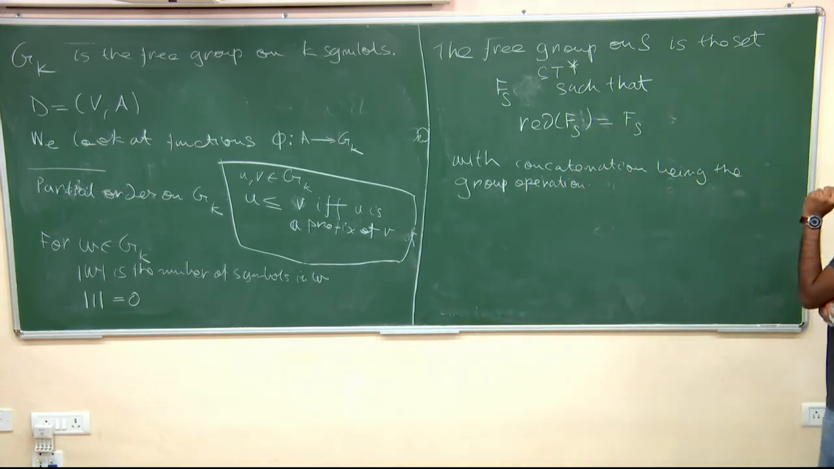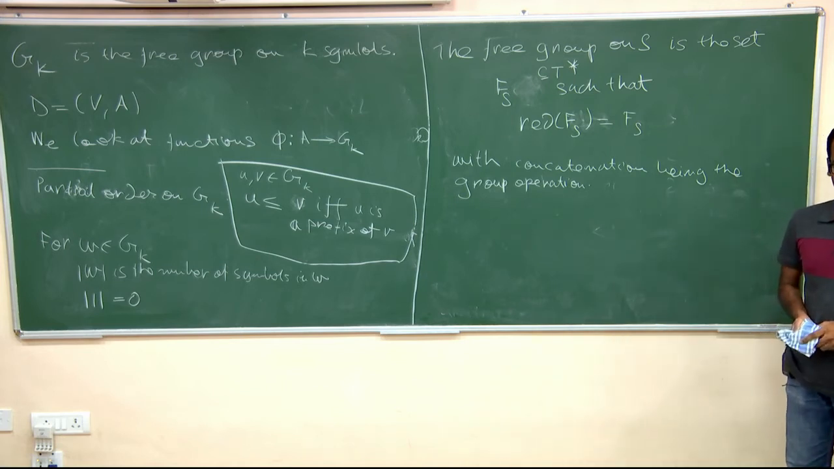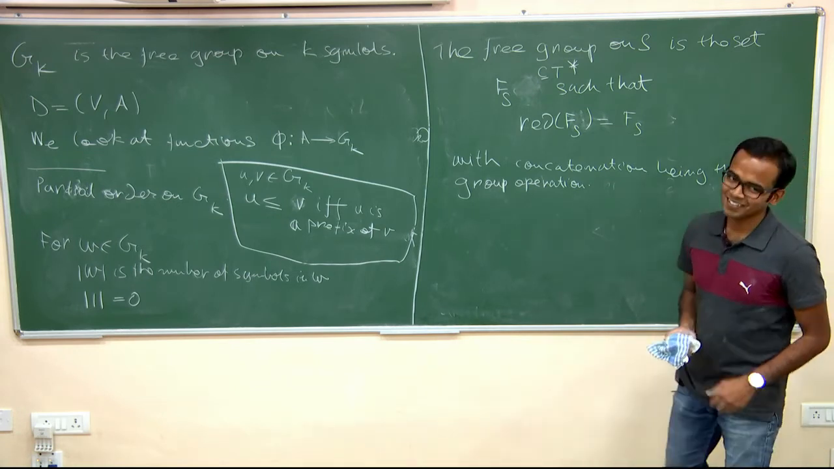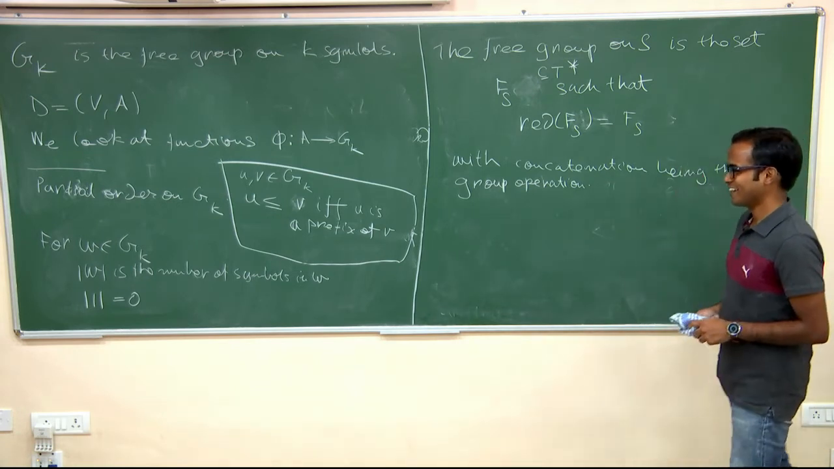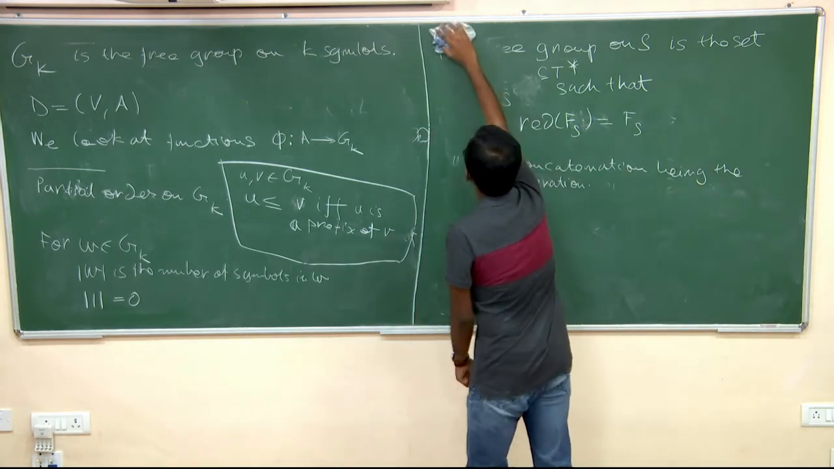So does this partial order have a bottom? Oh yeah, epsilon is the, yes. Identity is the bottom. It already has a bottom.